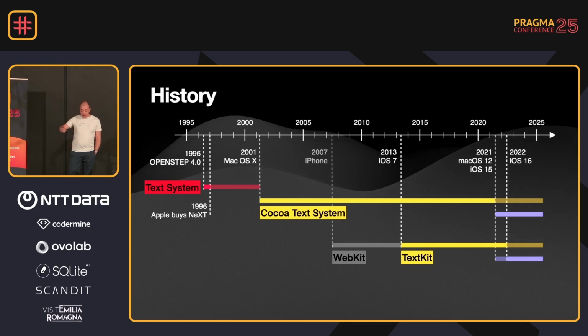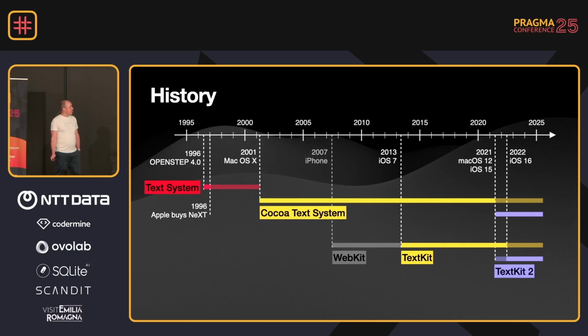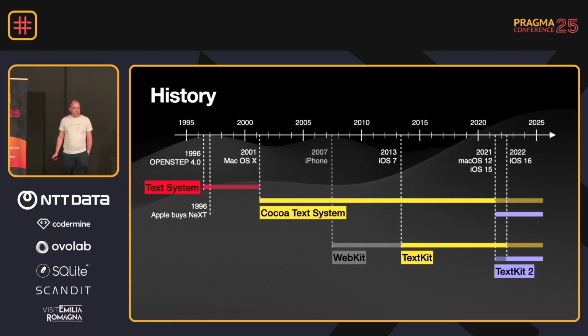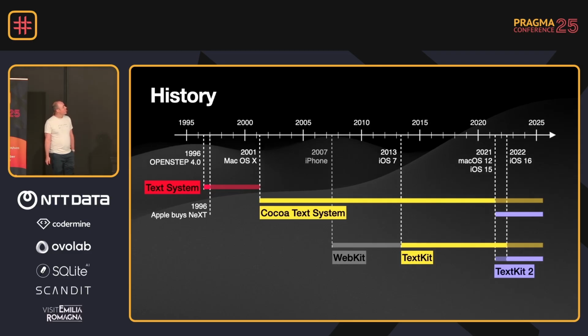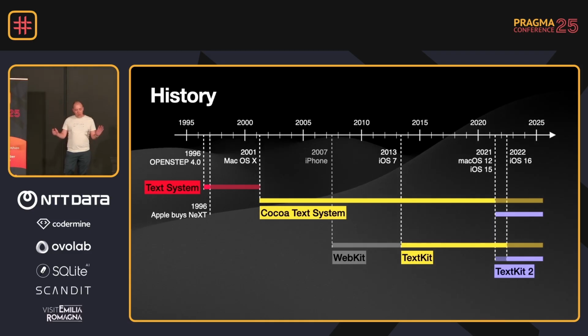And then in 2021, with macOS 12 and iOS 15, they announced TextKit 2. I'm not sure you can see the shade. On iOS, it's a bit darker because on iOS it wasn't finished. They announced it, like, you can use it on the Mac. On iOS, it's still a bit wobbly. Don't do that. And it took a year, 2022, iOS 16, until it was fully available on iOS as well.